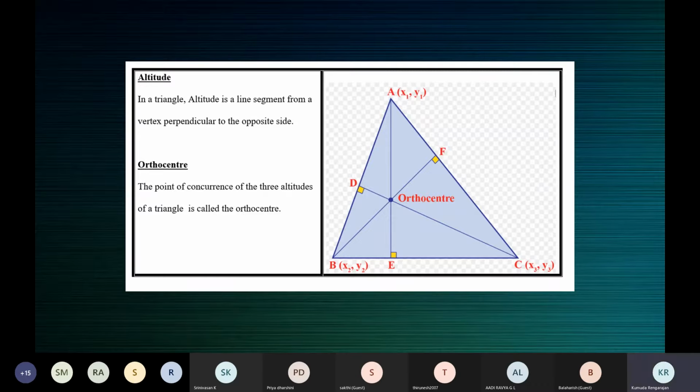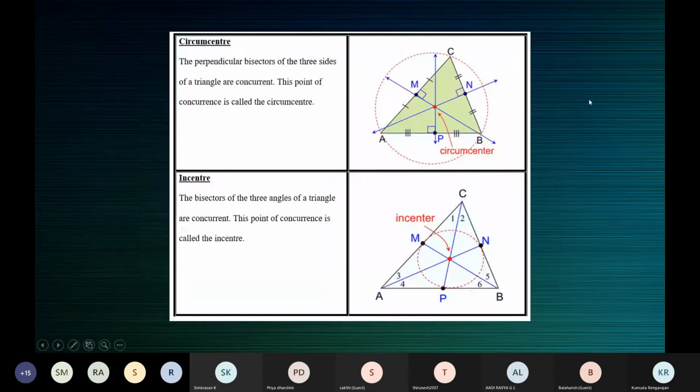We discussed all this the other day. I did not have the slides ready the other day, so I had to tell you orally. You can take a screenshot. You've understood all this, take a screenshot. I told you about circumcenter and incenter the other day.